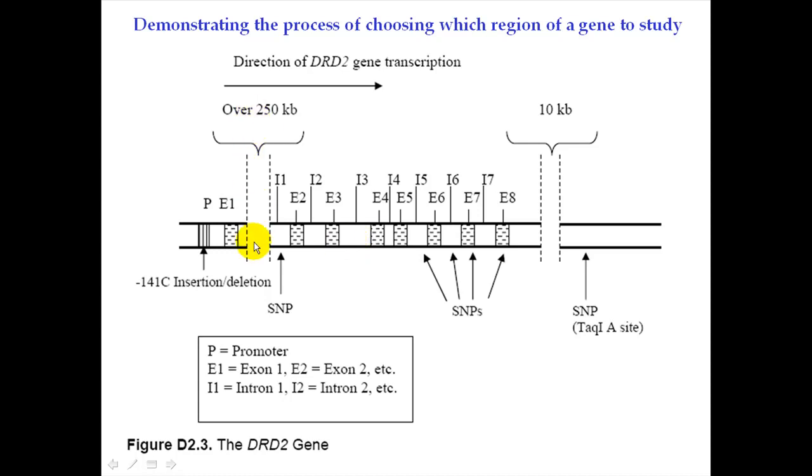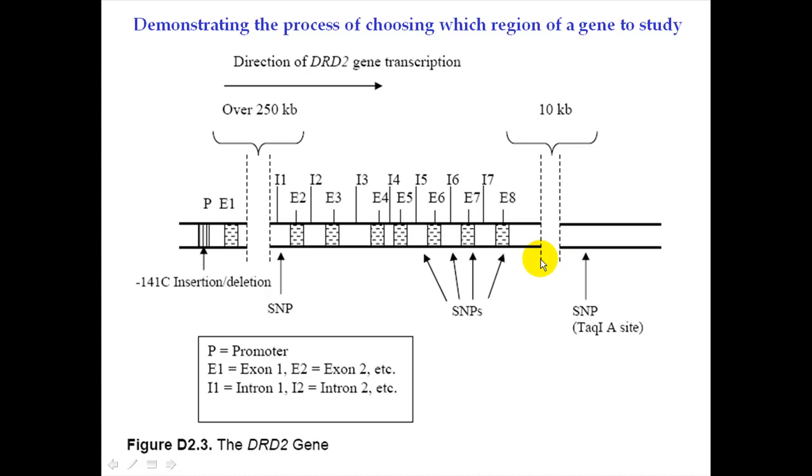What this means here, these dashed lines just mean that there's a portion of the gene here, actually 250 kilobase pairs worth of gene, that's not being shown in this picture because it's not relevant to what this picture is trying to illustrate. Same thing here, this is saying that there's just a big chunk of gene here, 10 kilobase pairs worth, that's not being shown because it's not relevant to what this picture is trying to illustrate.